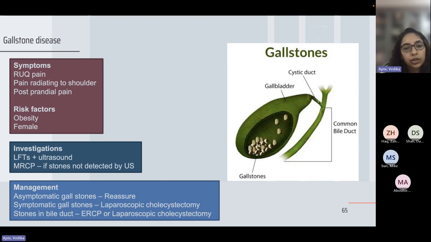If the stones are just stuck in the bile duct, you may not necessarily want a laparoscopic cholecystectomy. If it's not cholecystitis, you might just do an ERCP and then you can have a stent put in to open up the common bile duct and to allow the bile to flow.